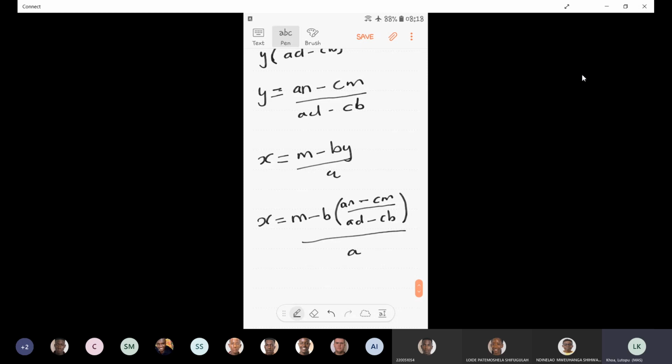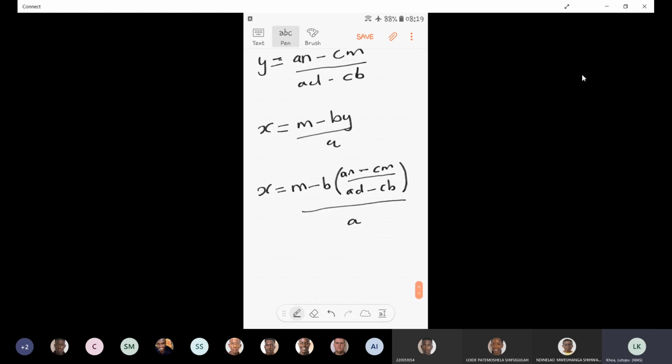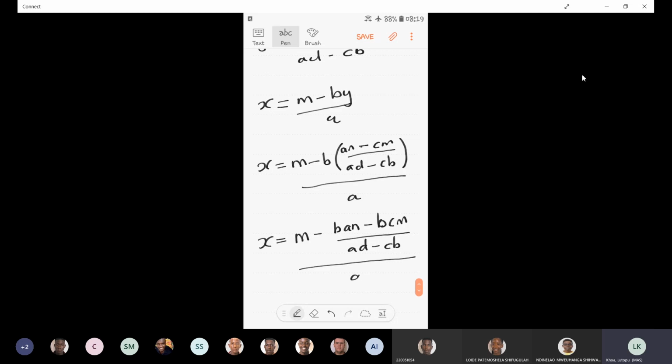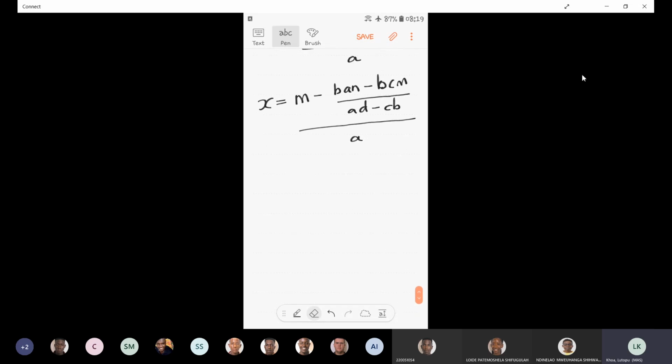Okay, so here it's just simplifying because x is already isolated, so I just want to write this nicely. So I have x is equal to m minus b times an minus cm over ad minus cb, and this is all over a. Okay, so what I will have to do is combine the two terms in the numerator to make a single fraction, and then I will divide by a. Okay, so here I will have x.